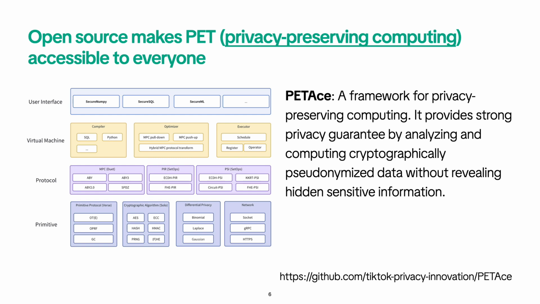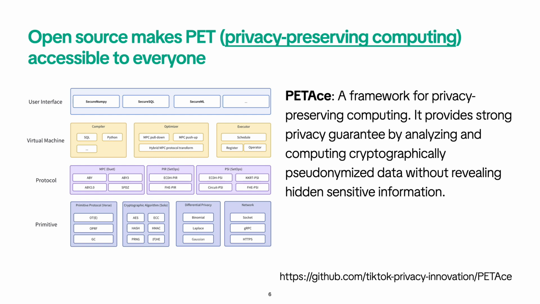First, the user interface layer provides users with high-level programming interfaces for collaborative data analysis, like secure NumPy, joint SQL query, secure SQL, and privacy-preserving machine learning, secure ML. It also supports large-scale dataset computing by combining secure multi-party computation and parallel processing systems, such as Spark.